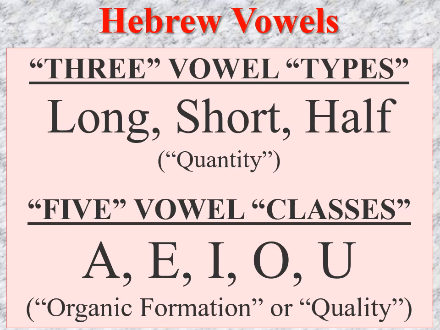Then we have five vowel classes. Some grammarians call them their organic formation or their quality. A, E, I, O, U, five vowel classes.